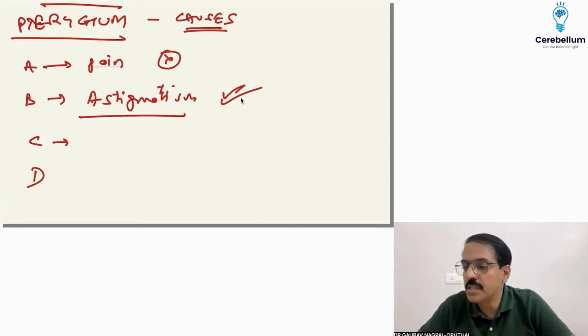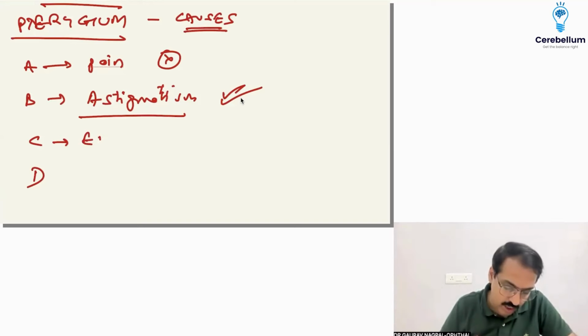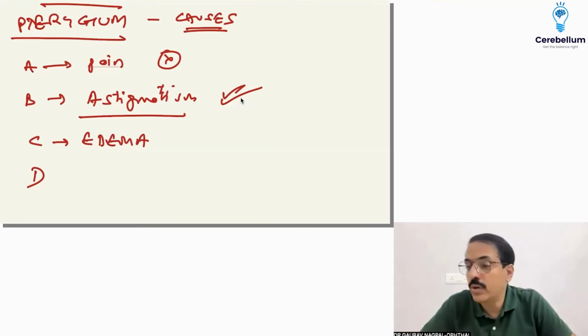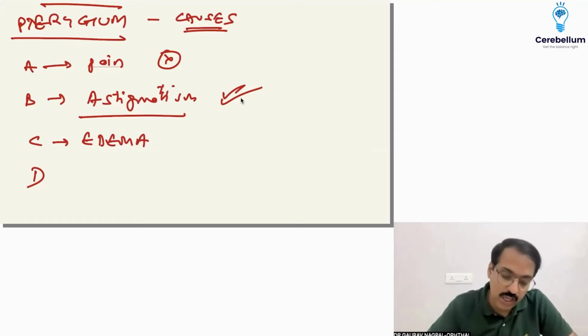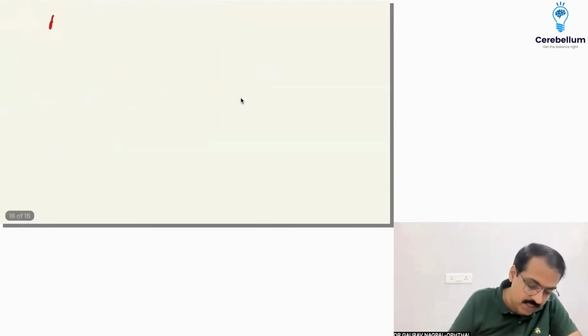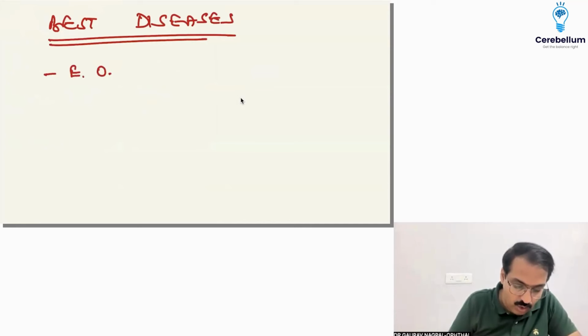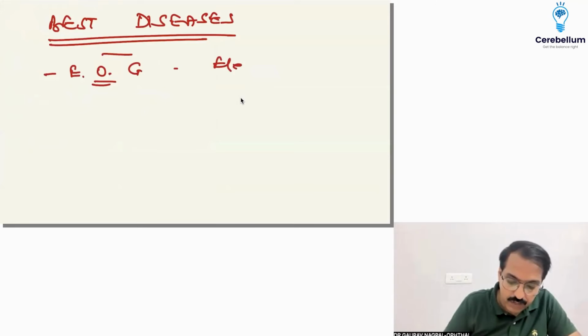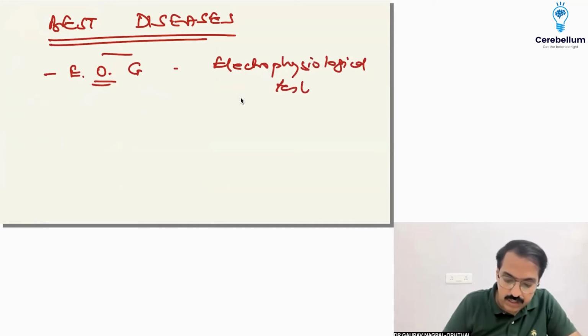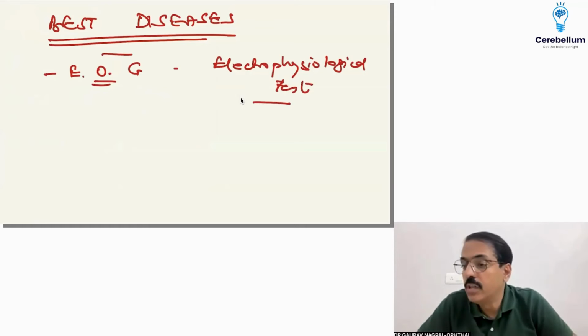RP, ONL, IPL, and GCL. Okay, edema. No, it does not lead to any edema. It does not lead to any neuropathy. One question on best disease. Investigation of choice we all know is electrooculogram, EOG. Best disease is the only disease where your electrophysiological test, EOG, is of use. So that is best disease.